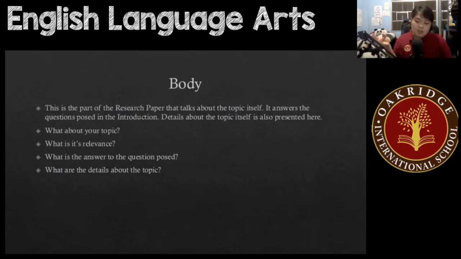So, for example, in my introduction, I placed, are pandas still endangered in 2020? Okay, that's the main idea, the main thing that we're going to be talking about. We're talking about pandas. That's the general idea. But the main question that we're going to be answering will be, are they still endangered in 2020? So in the body, you'll be researching it, and you're going to be placing your research there, answering the question there. That's where you're going to put it, in the body.